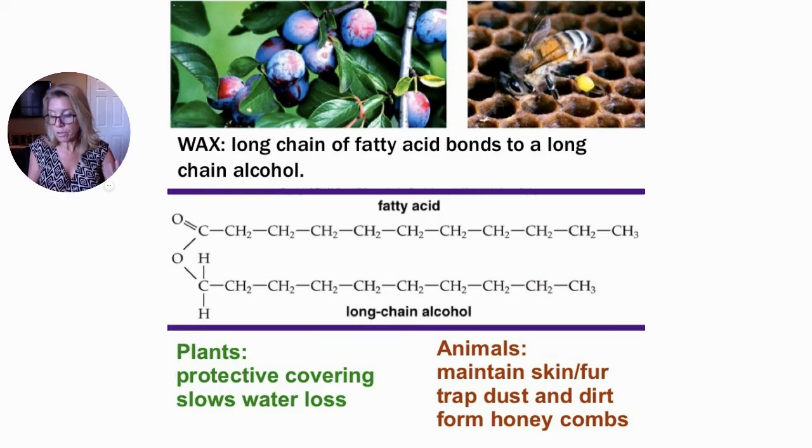So in plants, it's used as a protective covering and slowing water loss. And we'll talk about that when we talk about plant structures. And then animals, you can see here, maintain skin, fur, trap dust and dirt, and form honeycombs. Those are just some examples, and earwax. So on your notes for waxes, long chain alcohol plus a long chain fatty acid. Waxes have a high melting point, they waterproof, and resist degradation. In plants, you just need to add in protective covering and slow water loss. And then I gave you everything there for animals.